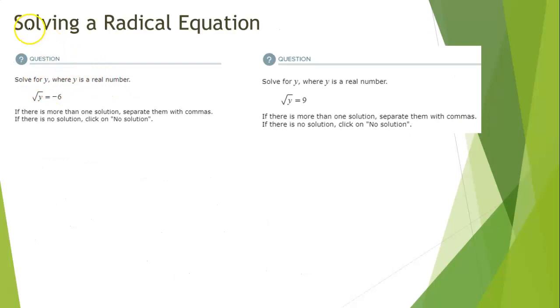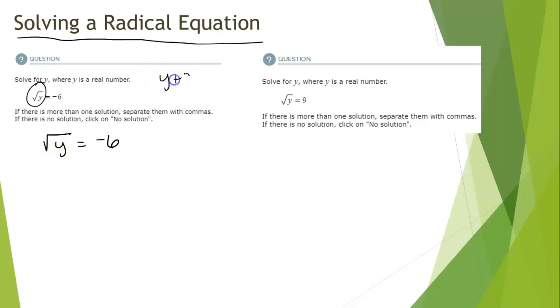So what you're going to be solving today is radical equations, equations that have a radical with a variable on the inside. So I want you to put a new topic, solving a radical equation. Write your first example down. So we've got the square root of y equals -6. Now, if this were like y plus 2 equals -6, you would subtract 2 from each side and you get y equals -8. It's the same idea.